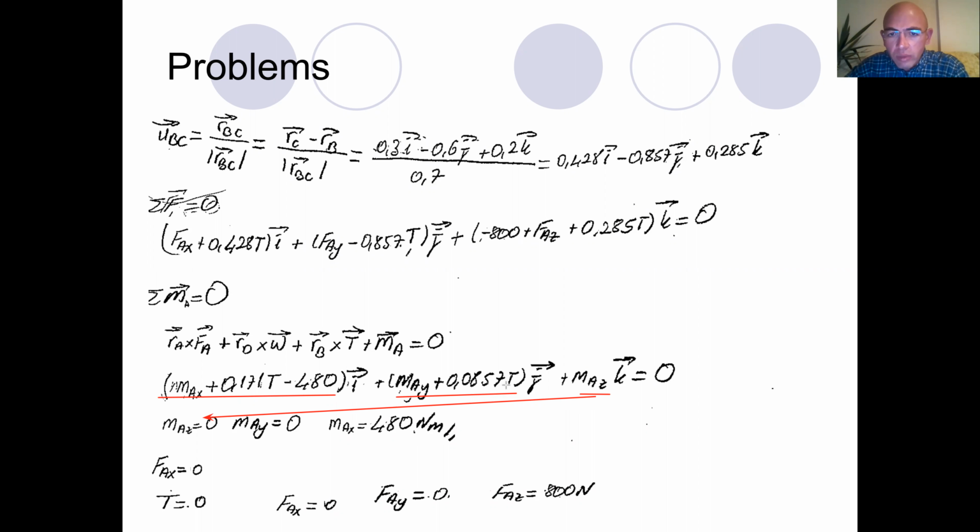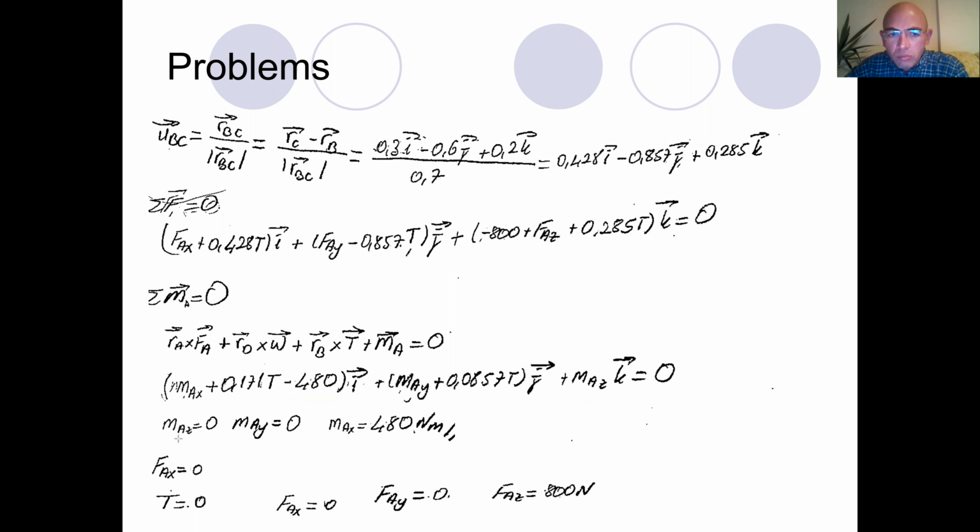Now remember that tension is equal to 0. This means that MAY is equal to 0 as well. If I go to this expression, remember that the tension in the cable is equal to 0, so this term vanishes. And from here, I can easily say that MAX is equal to 480 newton meters. So as a result, MAZ is equal to 0.